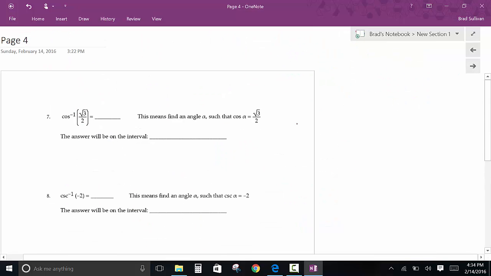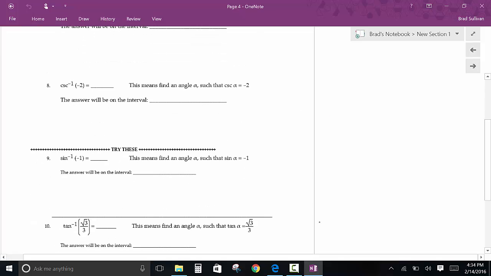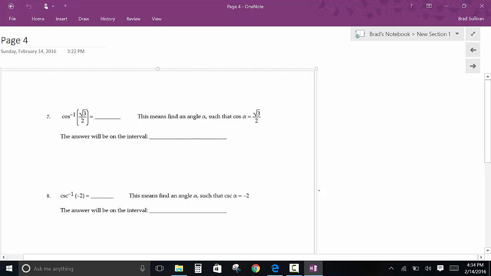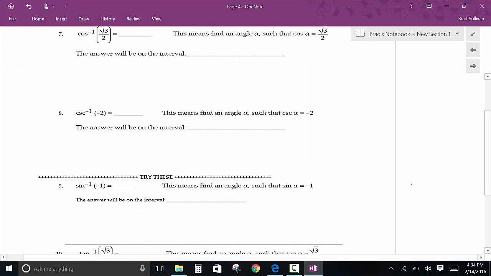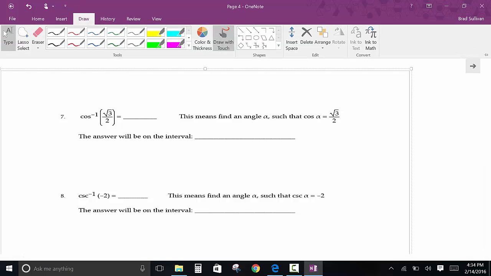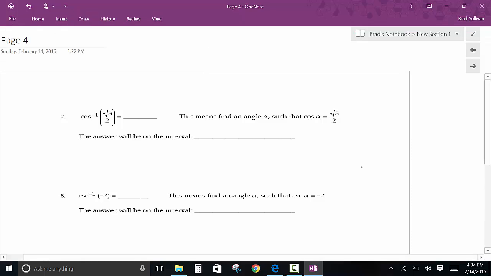Okay, now let's do some other examples. This tends to be a little bit problematic for some students when they're learning it. It's pretty abstract. But as you do these problems, what you want to get real comfortable with are these basic fundamental ideas.